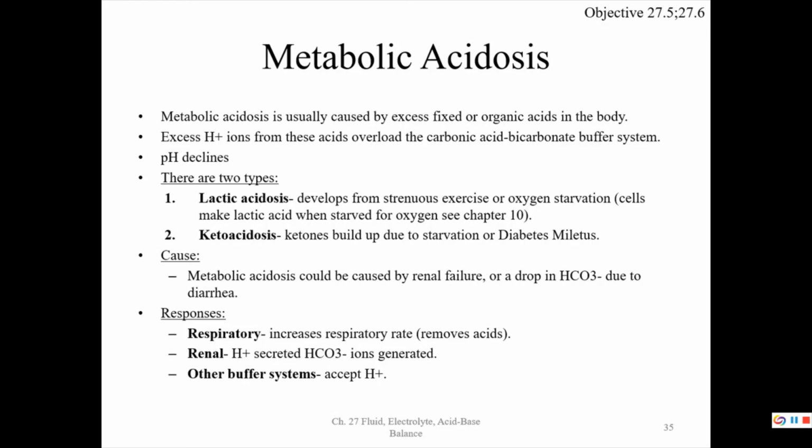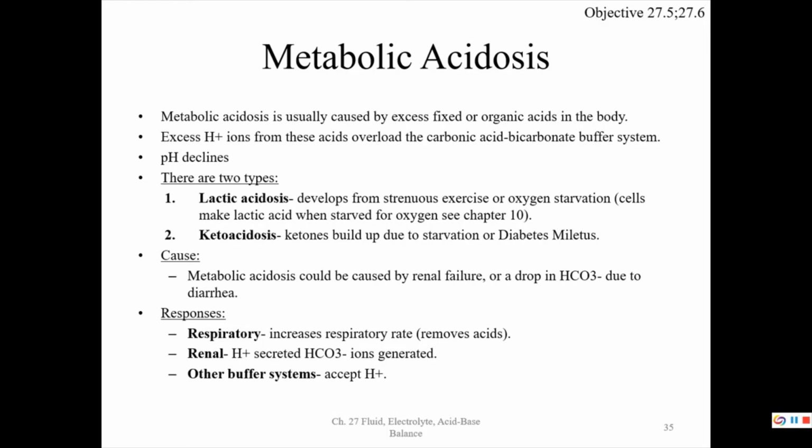Oxygen debt causes lactic acidosis. Remember we talked about lactic acid formation when you don't have enough oxygen. This happens in a process called fermentation, where the body makes lactic acid, a 3-carbon organic carboxylic acid. That lactic acid is a very important acid, part of the muscle burn, things like that.